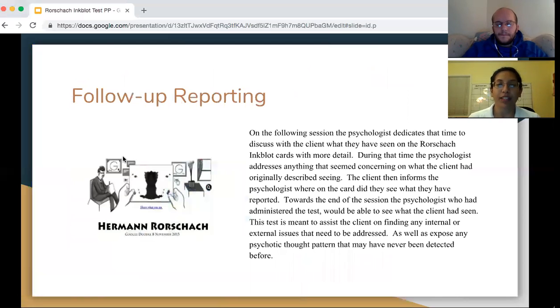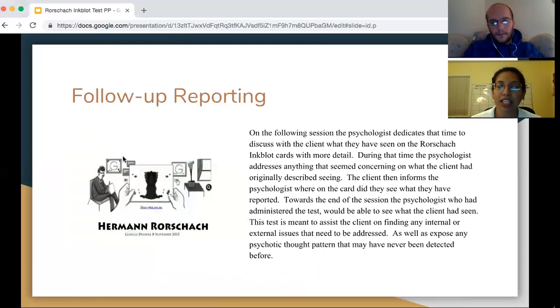Follow-up reporting. On the following session, the psychologist dedicates that time to discuss what they have seen on the Rorschach Inkblot cards with more detail. During that time, the psychologist addresses anything that seemed concerning on what the client had originally described seeing. The client then informs the psychologist where on the cards they saw what they have reported.